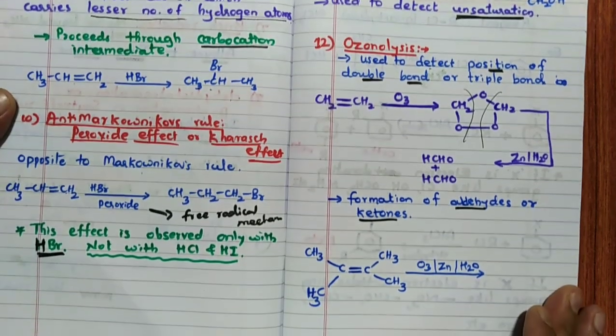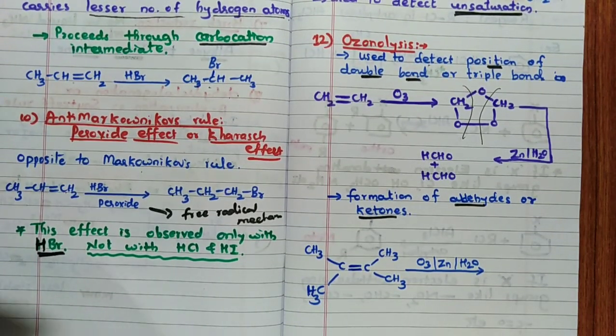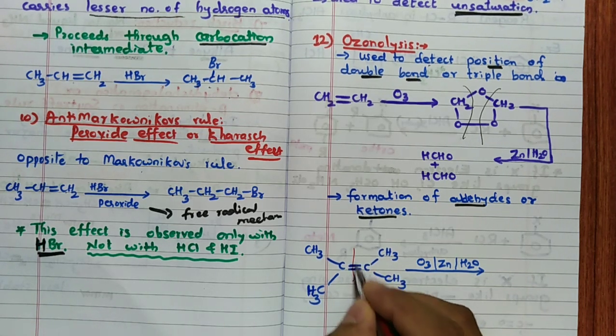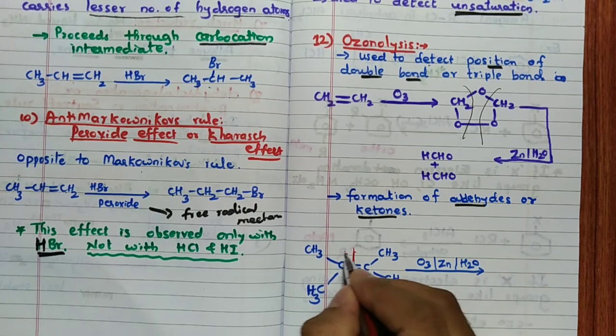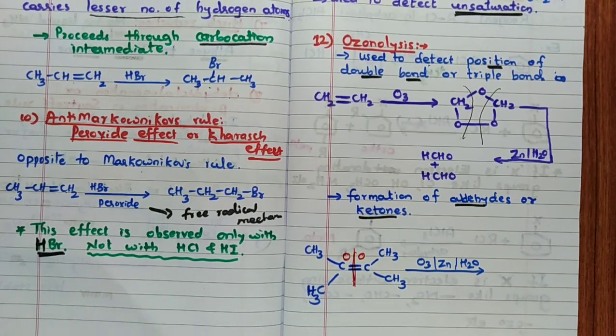Then how to write the product? Very simple. I have already told the technique. It is easy to write the product. What you have to do is cut the molecule into two, with one oxygen here and one oxygen here. I have not written the ozonide formation here. I will write the product directly. So now what is the product?